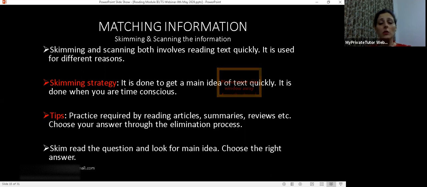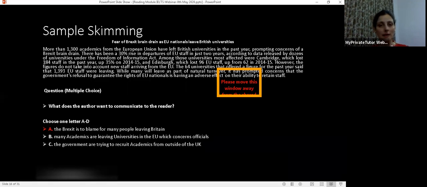Skim, read the question, look for the main idea, choose the right answer. Skim, when you read the passage or information, you're just looking for the main idea. What is your requirement? Looking for the main idea or a main information, as I quoted the example in front of you also, and choose and place it over there wherever it is required as per the question. There is an example of skimming.